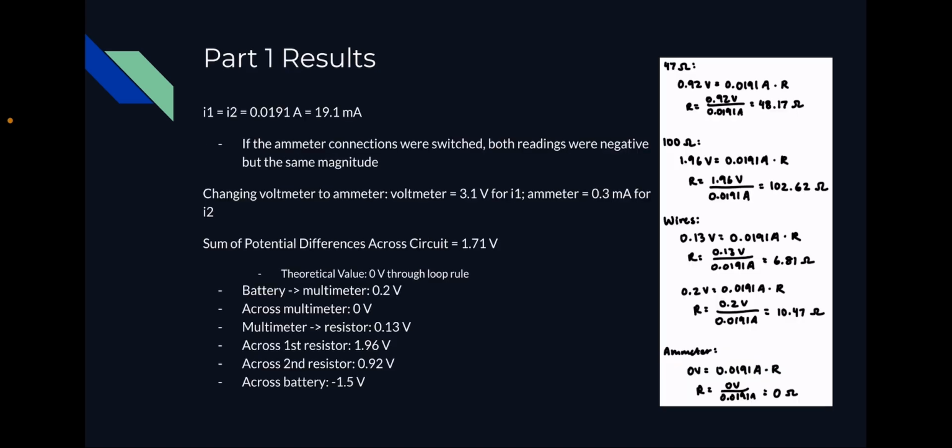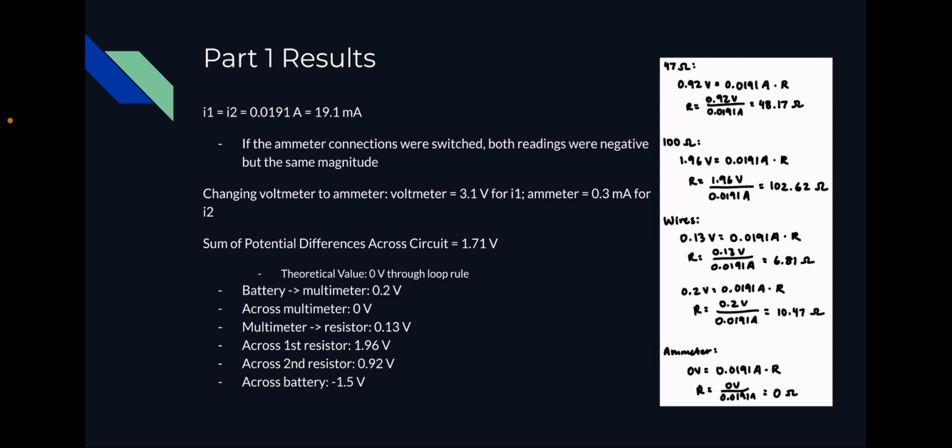So for our results, we found that the current was equal to 19.1 mA, and if the ammeter connections were switched, both readings were negative but the same magnitude. And this was the case through both resistors, etc. When we changed the ammeter to a voltmeter, it had a reading of 3.1 volts, but then when we changed it to an ammeter, it had a reading of 0.3 mA.